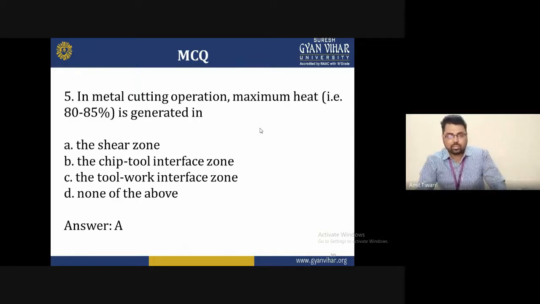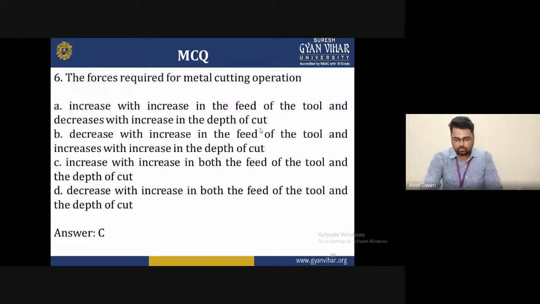The shear zone is the area where the maximum amount of heat is generated, that is 80 to 85%. The shear zone is indicated on the chip tool interface, where the metal is removed permanently and converted into the chip. So where the metal starts to be removed and converted into chip, this portion is the shear zone, and at that time the maximum heat is generated, approximately 80 to 85% of heat, in this zone.